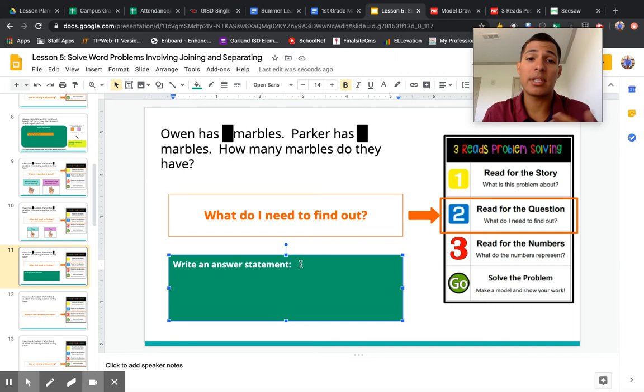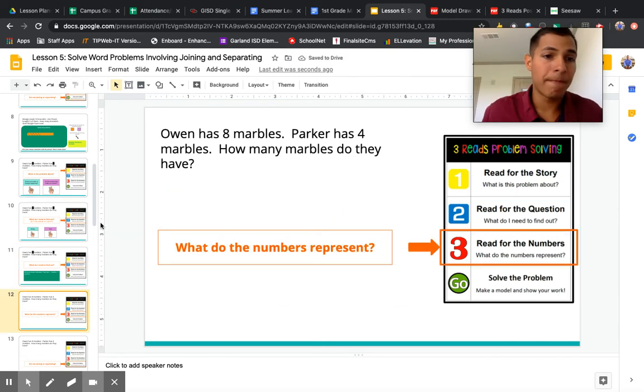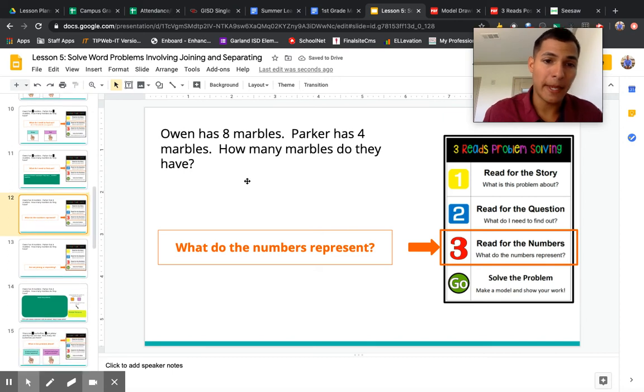So I would say, they have blank marbles together, right? Yeah. So we got some numbers now, right? Let's go ahead and read it. Owen has 8 marbles. Parker has 4 marbles. How many marbles do they have?